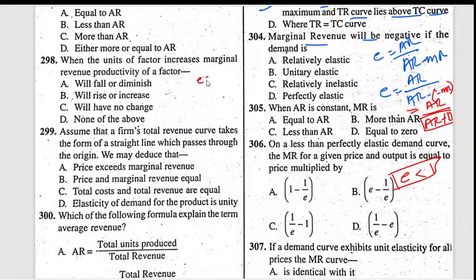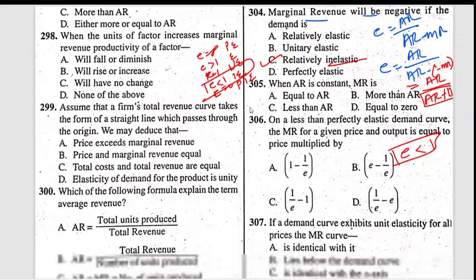There are conditions. When the value of E is infinite, it means perfectly elastic. When E is greater than 1, it means elastic. When E is equal to 1, it means unitary elastic. When E is less than 1, it means inelastic. When E is equal to 0, it means perfectly inelastic. Here the case is E less than 1, so it is inelastic, meaning relatively inelastic. Question number 304, the correct option is C.